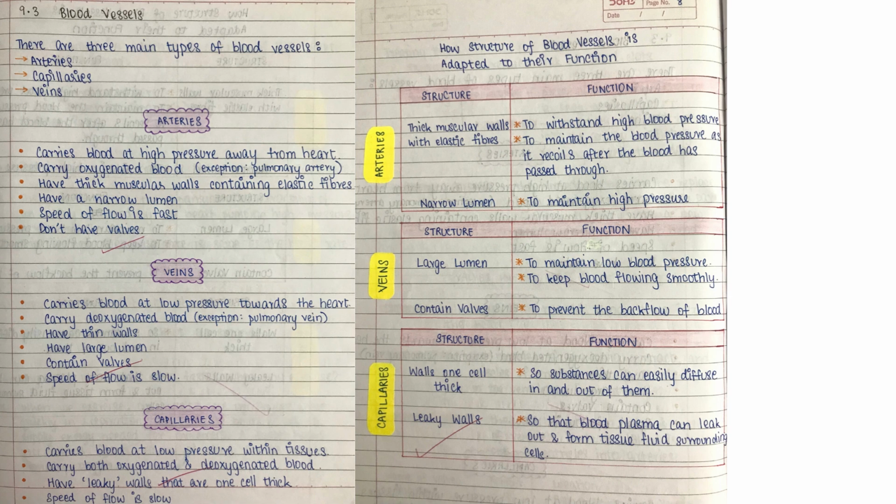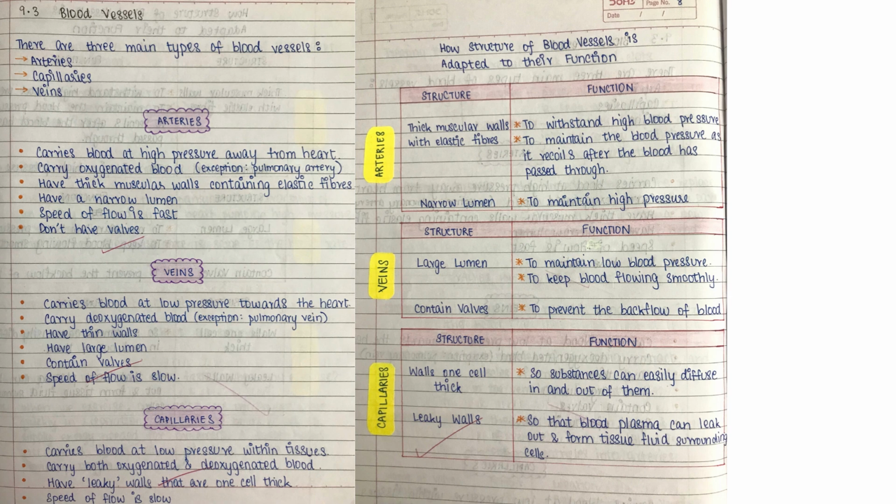Veins carry blood at low pressure towards the heart. They carry deoxygenated blood with the exception of the pulmonary vein. They have thin walls, a large lumen, they contain valves, and the speed of flow is slow. Capillaries carry blood at low pressure within the tissues. So they carry both oxygenated and deoxygenated blood. Capillaries have leaky walls that are one cell thick and the speed of flow is slow.